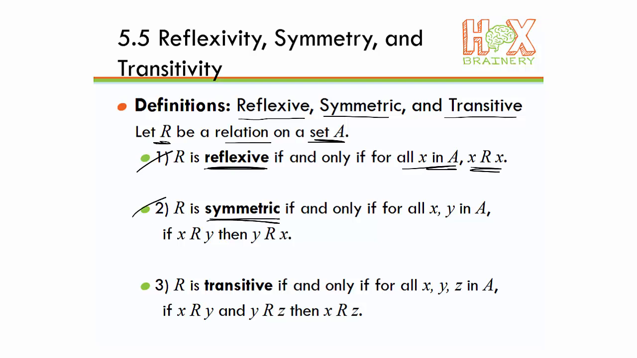Two, R is symmetric if and only if for all x and y in set A, if x is related to y, then y is related to x. And three, R is transitive if and only if for all x, y, and z in set A, if x is related to y and y is related to z, then x is related to z.